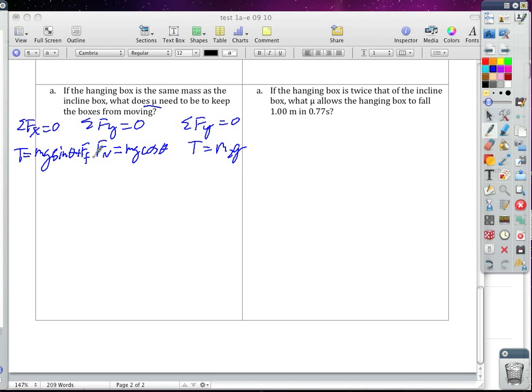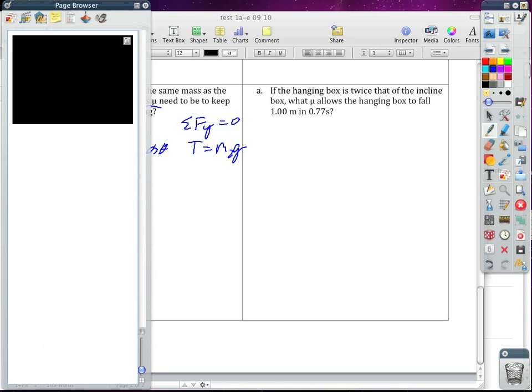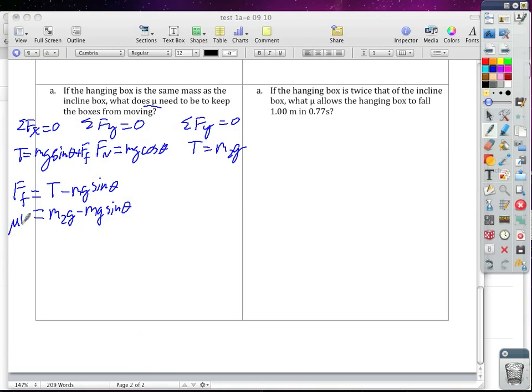Okay, and we need mu. So I'm going to go ahead and solve this for F sub F. F sub F is equal to T minus mg sine theta. We know T is m2g. So that means F sub F is m2g minus mg sine theta. And of course, what do we know F sub F to equal? Yeah, it actually equals mu F sub n.